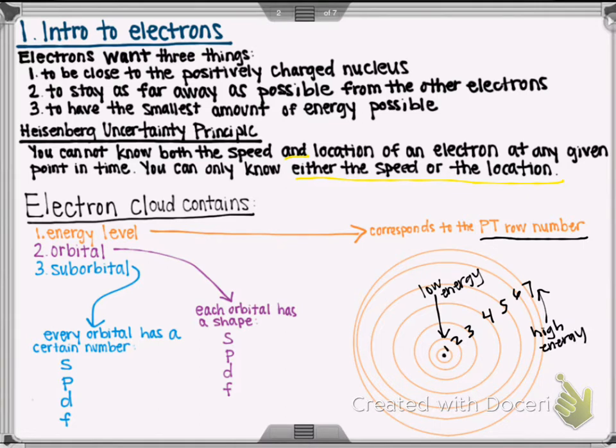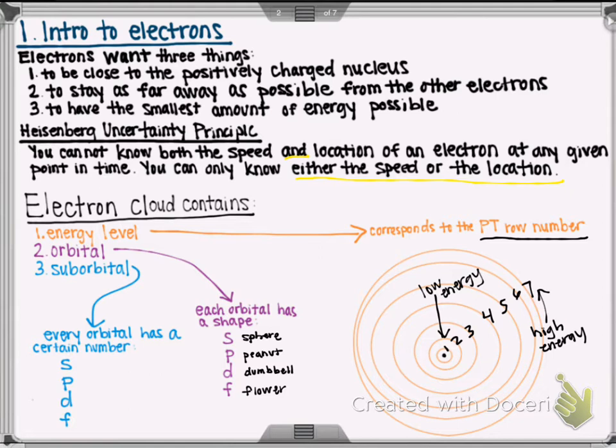Okay, so you've got your energy level, then you've got your orbital. Each orbital has a shape: S, P, D, and F. S stands for sphere. P is for peanut. D is for dumbbell. And F is for flower. And it's just kind of the shape of what the orbital looks like, and I'll show you that in class.